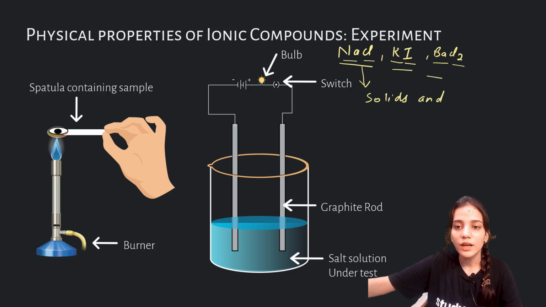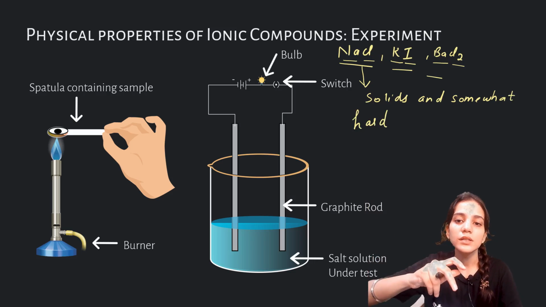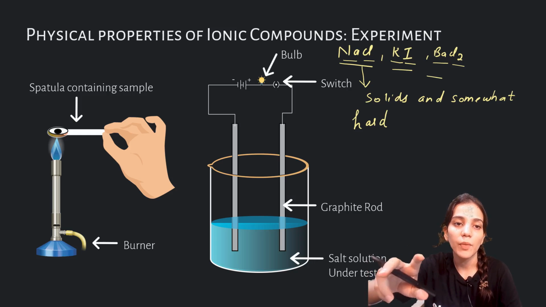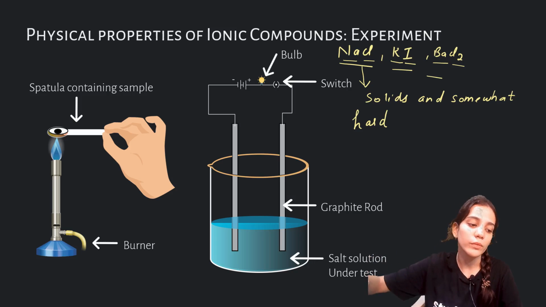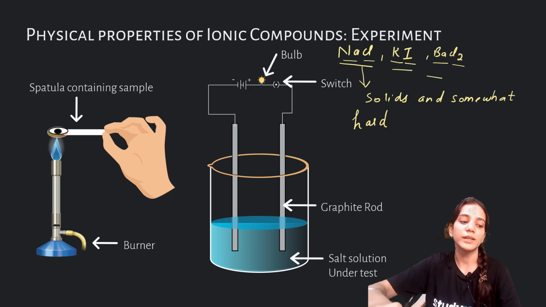and they are somewhat hard, because the bond between these non-metal and metallic elements is tightly held by electrostatic forces. So the bond between them is a very strong force. So these compounds are generally brittle in nature, and they can be broken into pieces when pressure is applied on them.